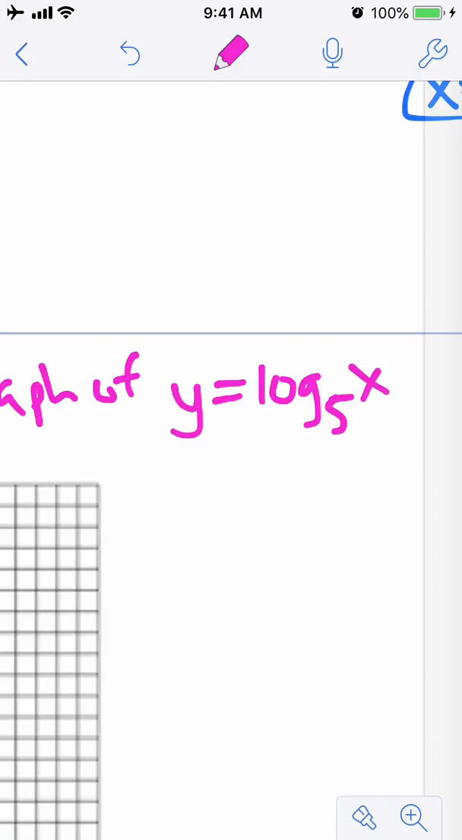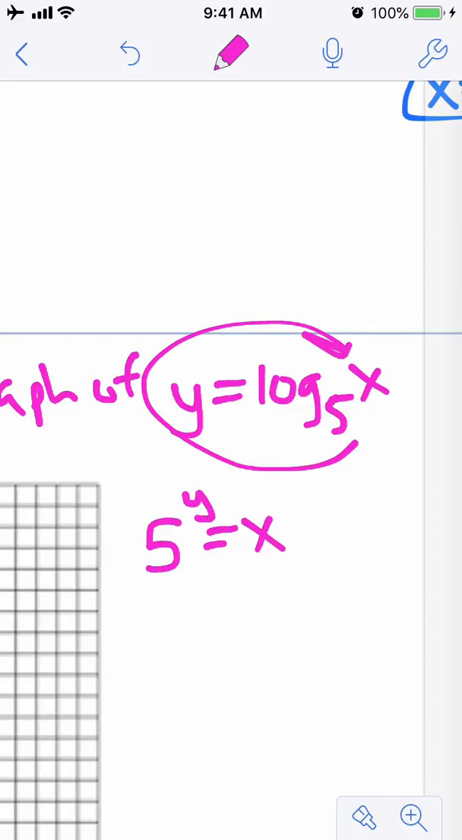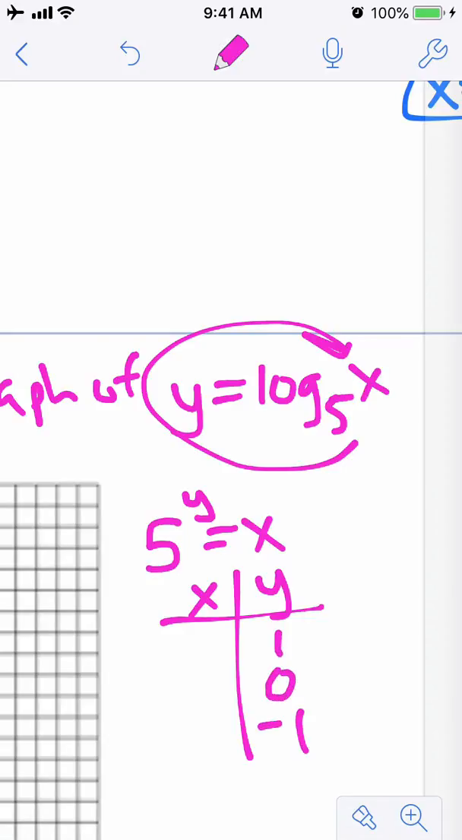Alright, so remember back from the last section, logarithmic functions are inverses of exponentials. So it's going to be easier to graph this as an exponential than as a logarithm. So let's go ahead and circle backwards: 5 to the y equals x. So we'll make our little table. Choose 1, 0, and negative 1. Remember, I'm choosing y, not x, because y is going to be easier to plug into. There's no legal rule that says you have to choose x. 90% of the time it's easier to choose x. In this case, it's not. So why don't we just choose y?